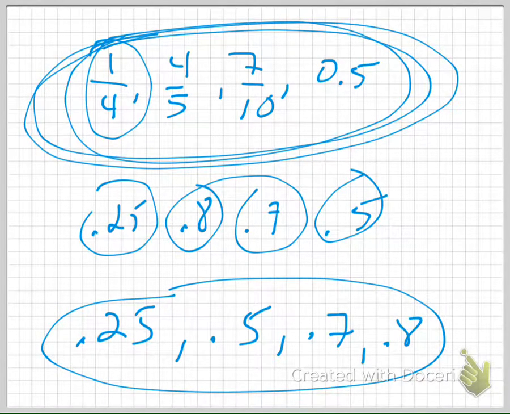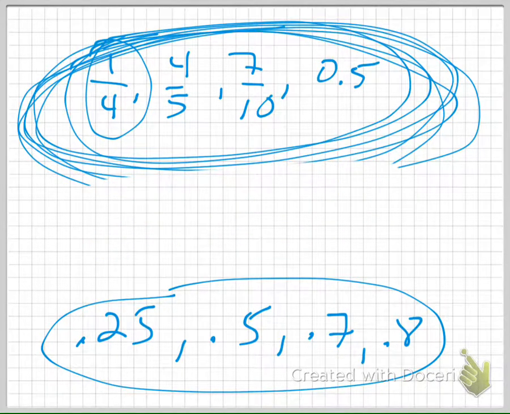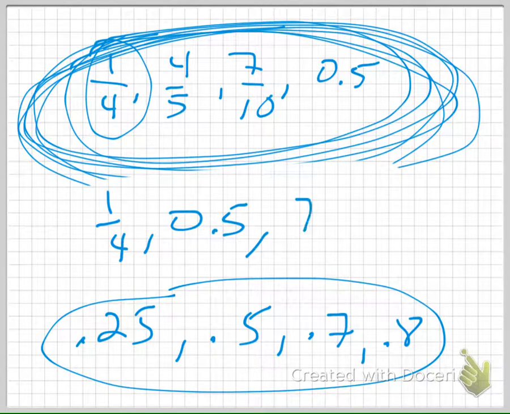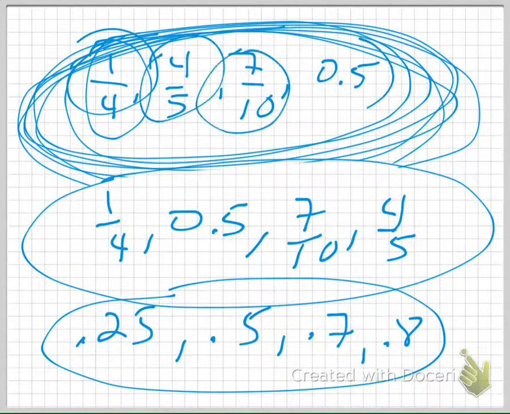I'm asking you of these guys, which one's smallest, which one's next biggest. So you have to write them like that. You would say the order goes 1/4, then you'd go 0.5, then you'd go 7/10, then you'd go 4/5. Does that make sense? That is how you would do it. But you find the answer by turning them all into decimals.